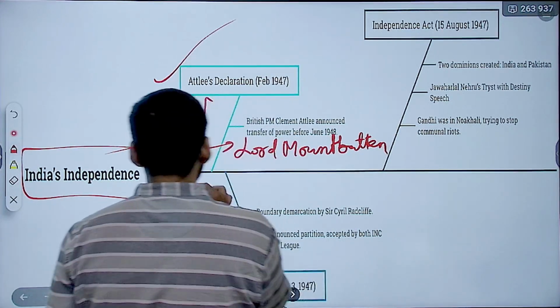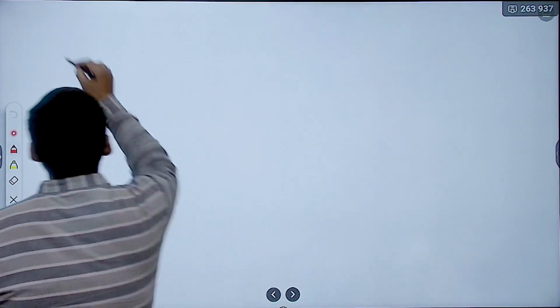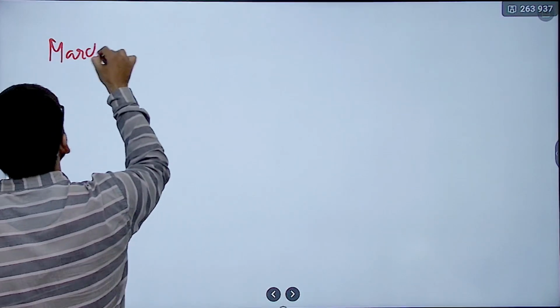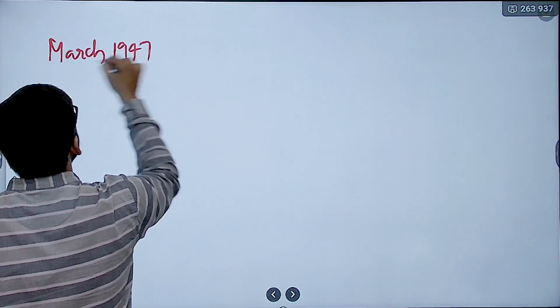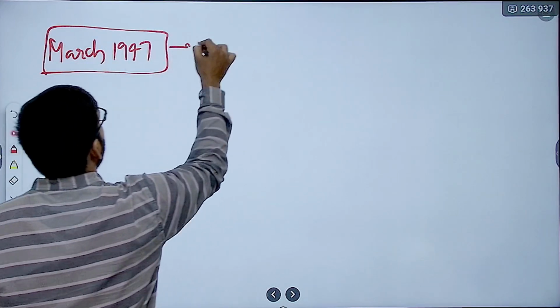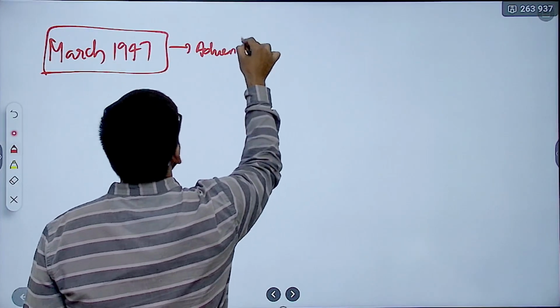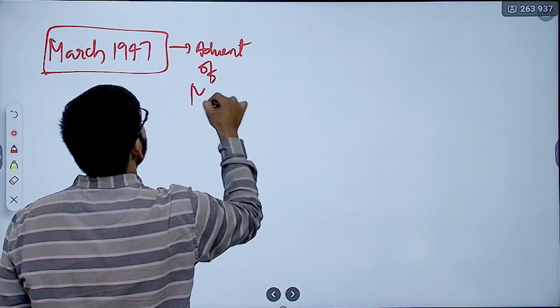And in March 1947, advent of Mountbatten.